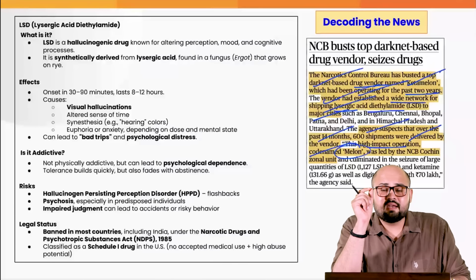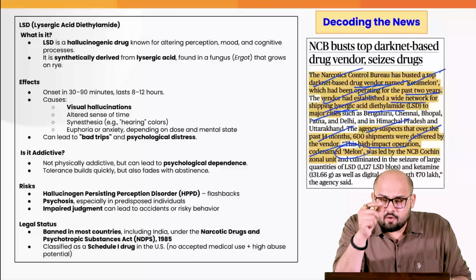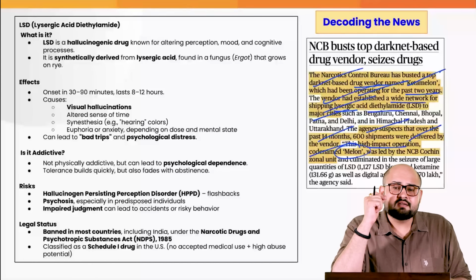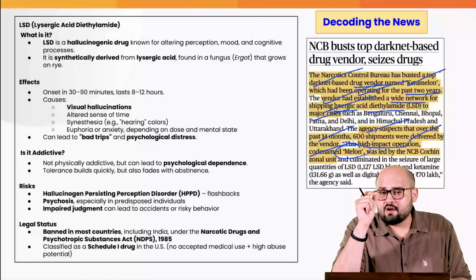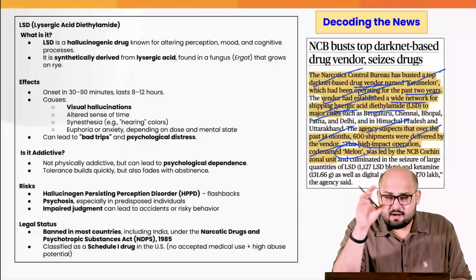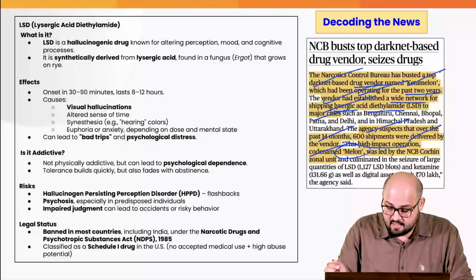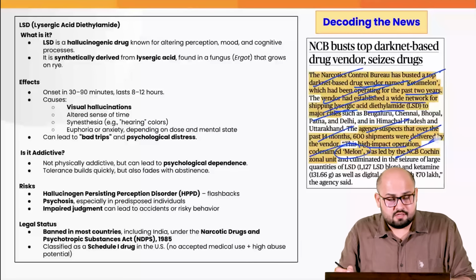Now, these operations are very important, right? There was also a very important operation in which the NCB, the Indian Coast Guard, and the anti-terrorist squad of the Gujarat Police participated, and that was Operation Sagar Manthan. Do read about it, right? It was led by the NCB Cochin Zonal Unit.